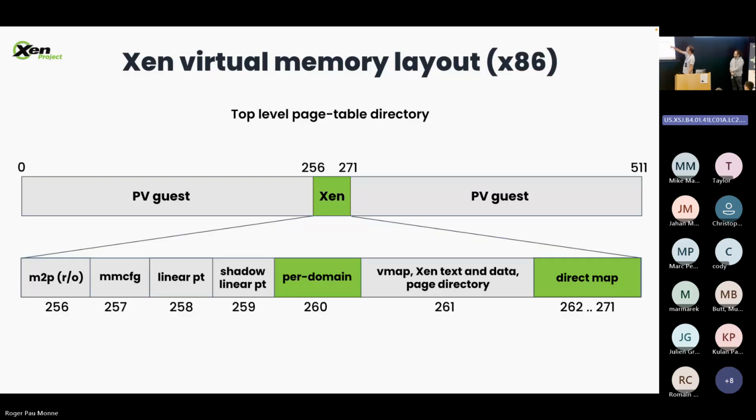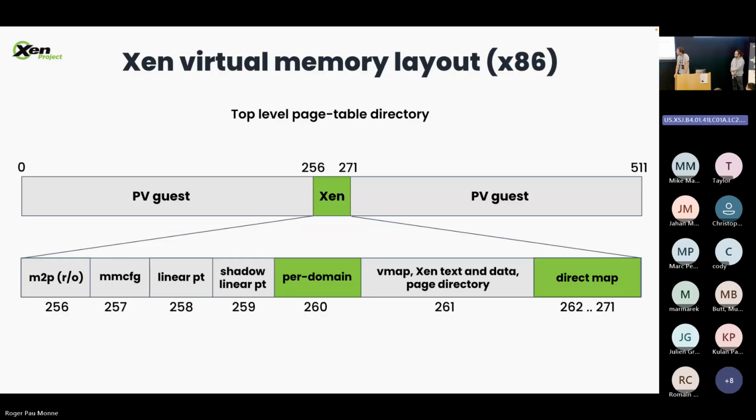So we picked those slots, 256 to 271, and those slots are owned by Xen. The guest can never use those slots. The rest of the root page table is usable by the guest. That's a very big limitation because we have a very limited number of slots that we can use on the root page table. And then inside of those slots, the first one is used by the machine to physical translation table that's shared with the guest.